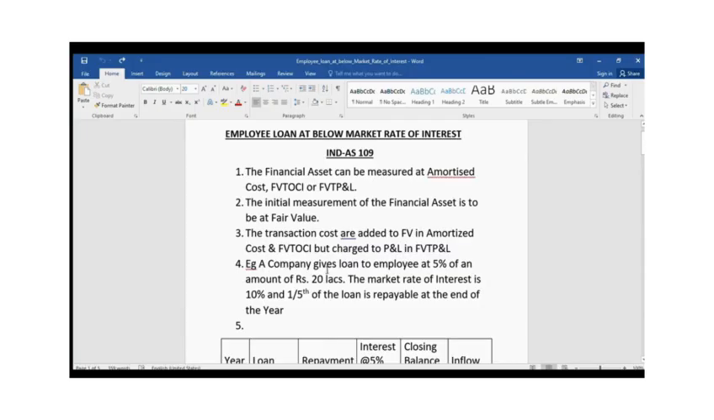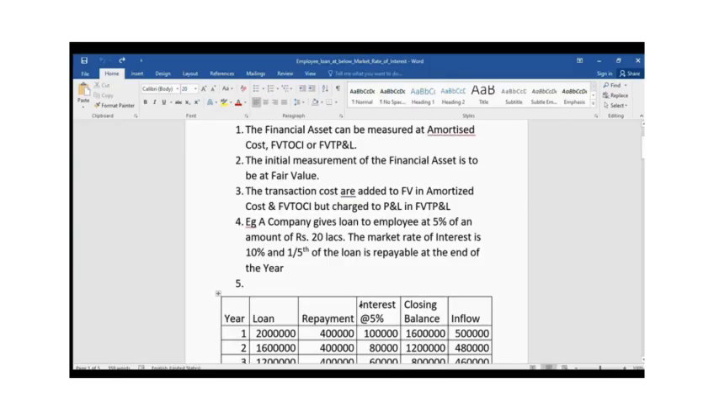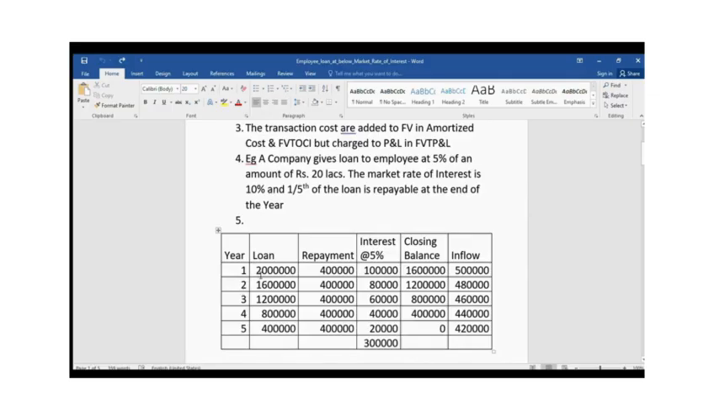A company gives a loan to an employee at 5% interest for an amount of rupees 20 lakhs. The market rate of interest is 10%, and 1/5 of the loan is repayable at the end of each year. So first we'll do the computation as to what will be the inflows, what will be the outflows, and how the interest computation would take place. To start with, the loan is for 20 lakhs. 20 lakhs is the loan amount.